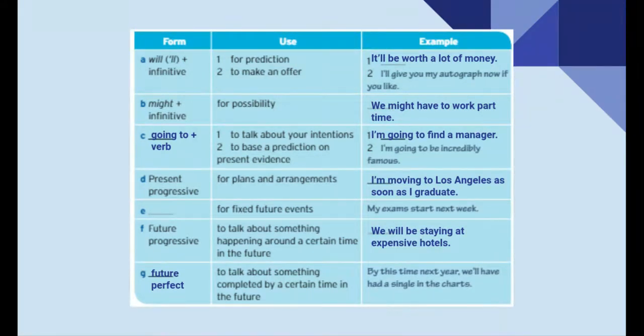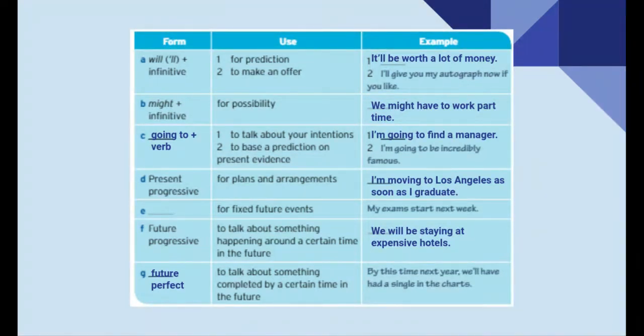We can also use present progressive with a time phrase to talk about my plans, about my arrangements. For example, I am moving to Los Angeles as soon as I graduate. That is my time phrase, so very important to use them. We could also use a simple present with a time phrase as well to talk about fixed future events, meaning things that are scheduled in the future. For example, a movie or something like that. We have there, my exams start next week, so that is my time phrase that's indicating future.